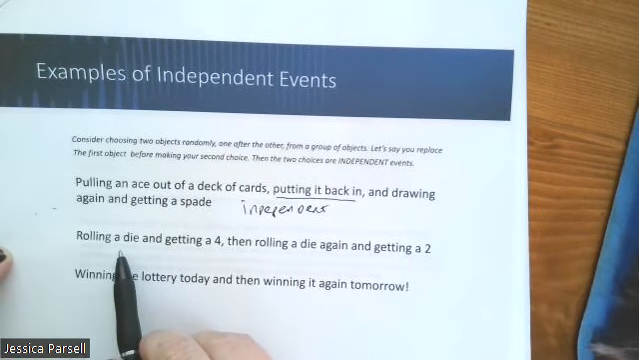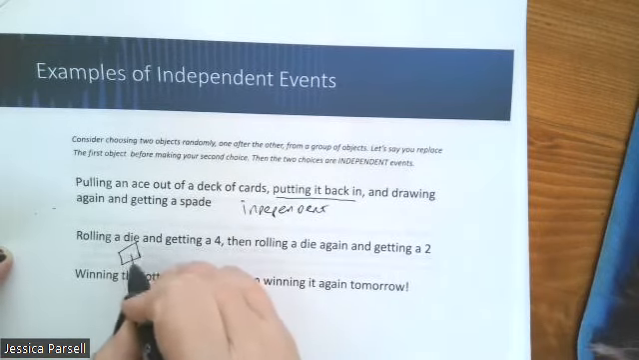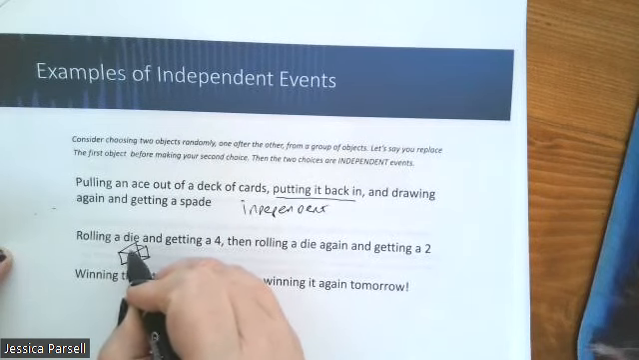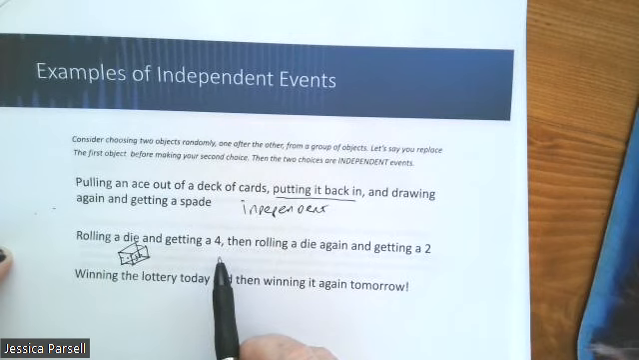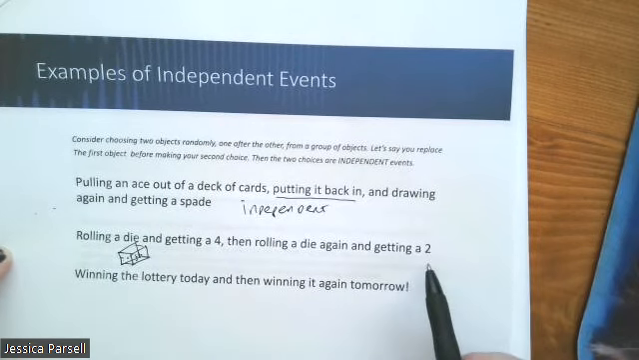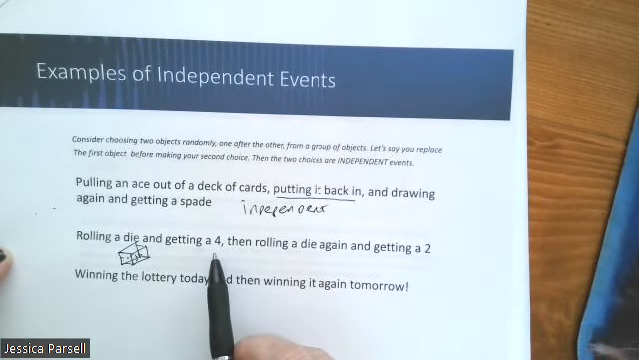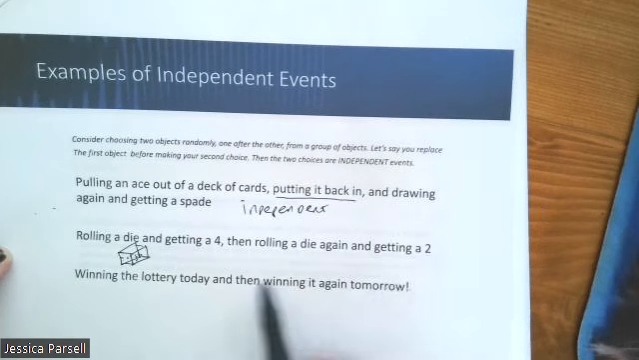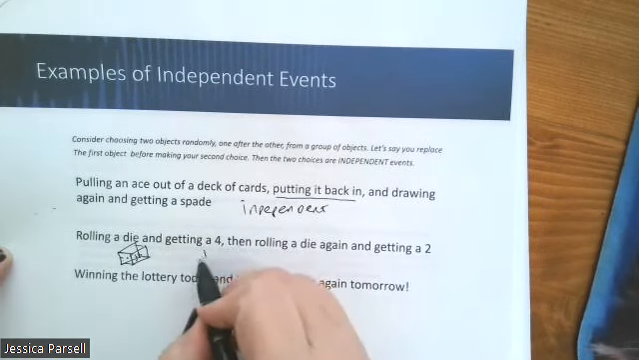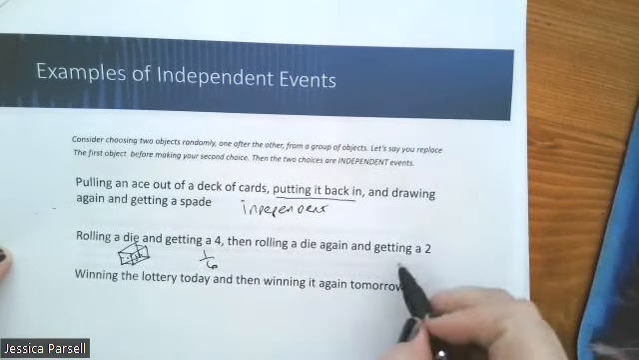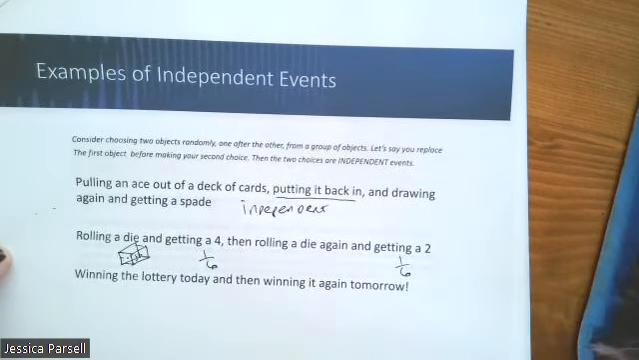Or how about you have a die? Let's say you roll it and you get a 4. Then you pick up the die and roll it again and you get a 2. Getting the 4 and getting the 2 have no effect on one another. Every time you pick up that die and roll again, there's still a 1 in 6 chance of getting a 4, and there's still a 1 in 6 chance of getting a 2.